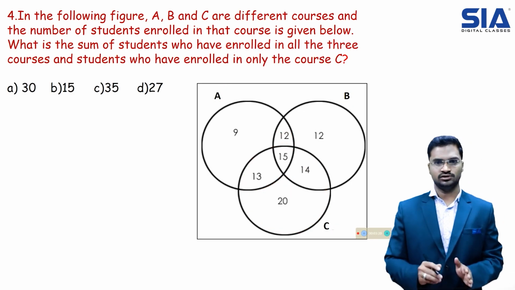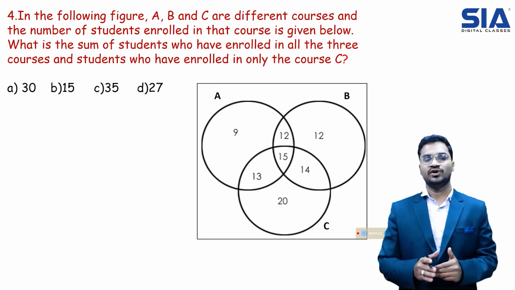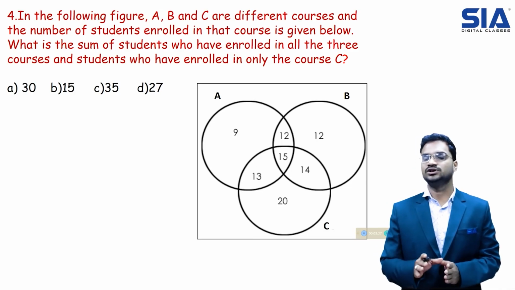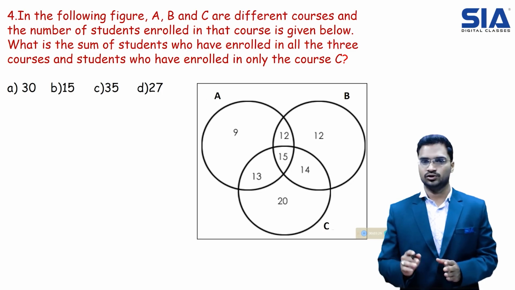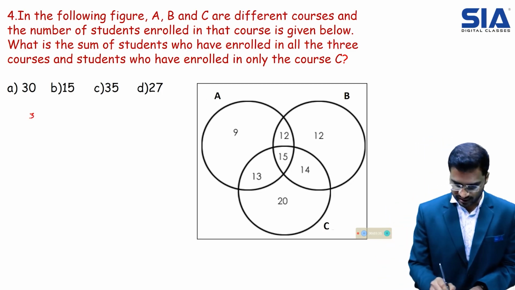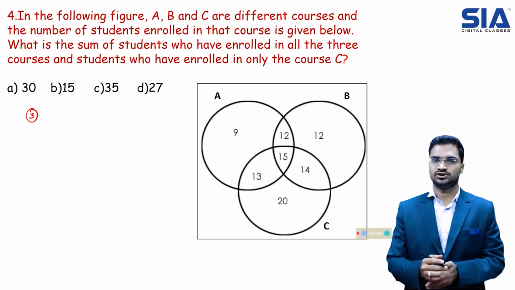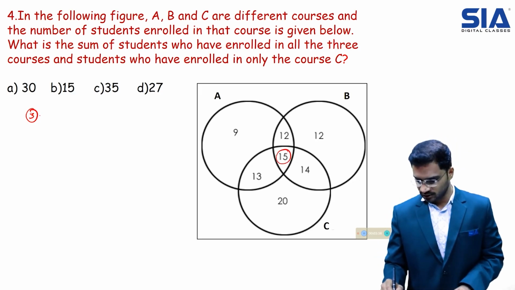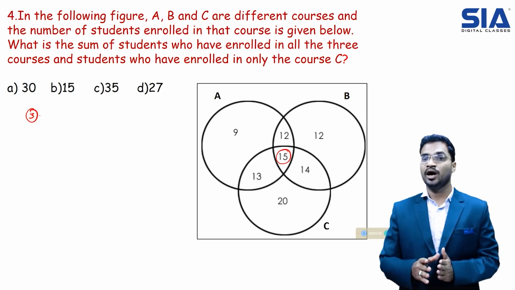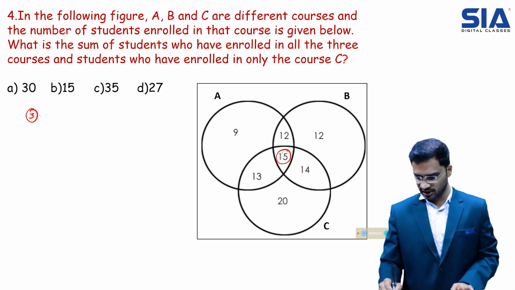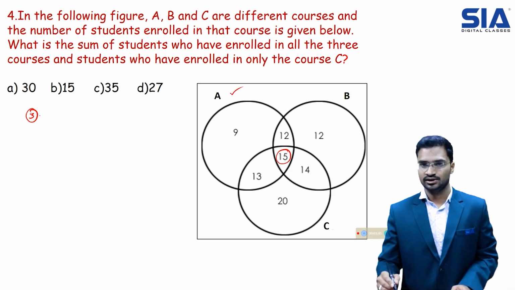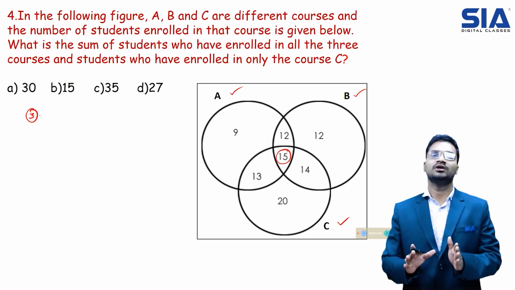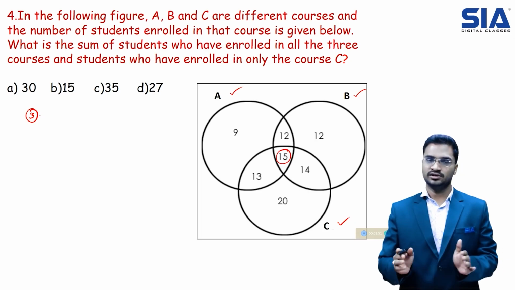Now coming to the next question, this same question is repeated here. What we have to find here: what is the sum of students? We have to find the sum of students who have enrolled in all the three courses. Now we can say that there are a total of 15 students who have enrolled in all the three courses, because the number 15 is in circle A, and in circle B and in circle C. So I can say that there are a total of 15 students who have enrolled in all the three courses.